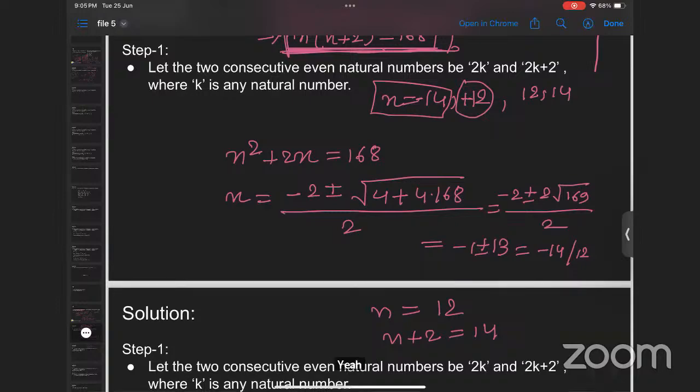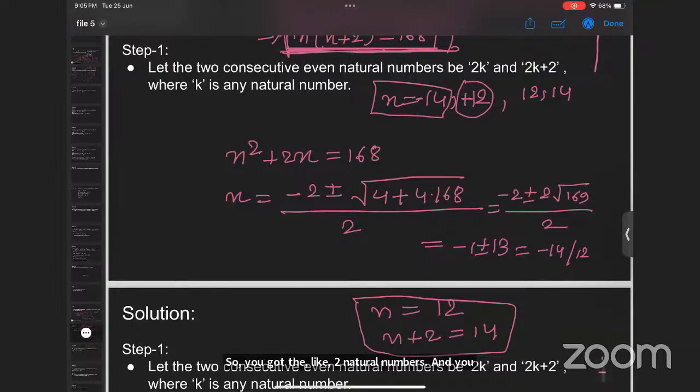So you got the two natural numbers and you have to find the product. So just the product 12 into 14. It will be 120 plus 24, 144. Ma'am, 160. 168. Sorry, ma'am.